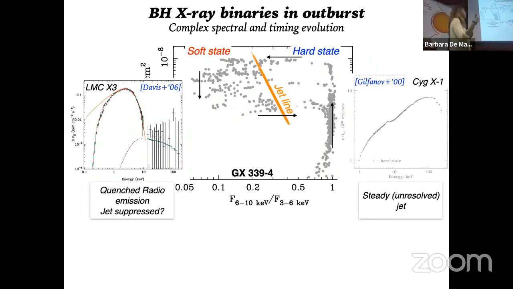We also see a jet in these systems, but the jet is not observed in all of the states. The jet is observed mostly in the hard state, where it's steady and unresolved. While in the soft state, the jet disappears. It looks like it's quenched, so it's not clear whether it just dims or is totally suppressed. And the disappearance of the jet happens when crossing this line.